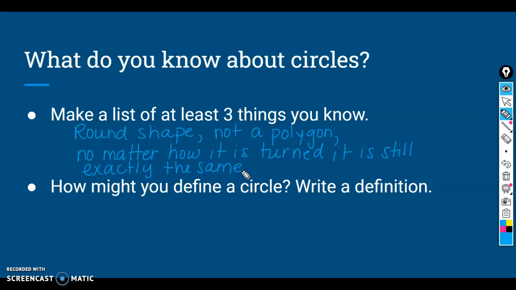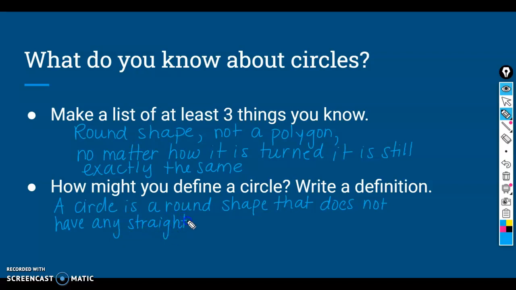Now, when writing a definition of circle in your own terms, you may have said that a circle is a round shape that does not have any straight sides. So this is one definition that we could use for circle.